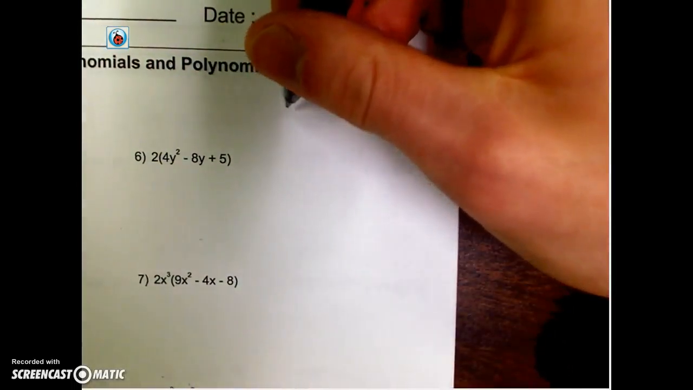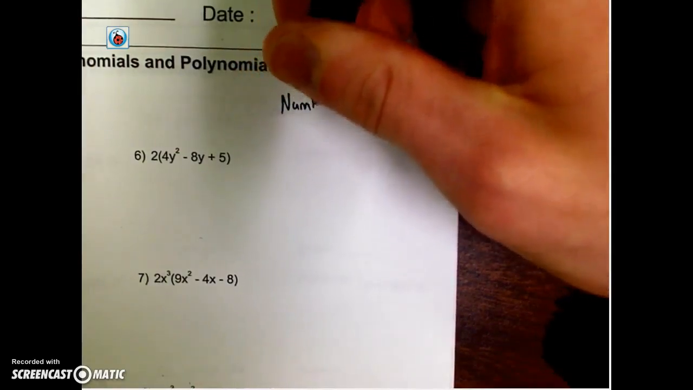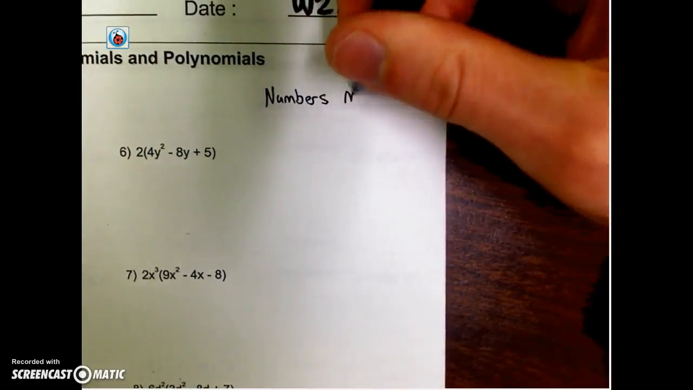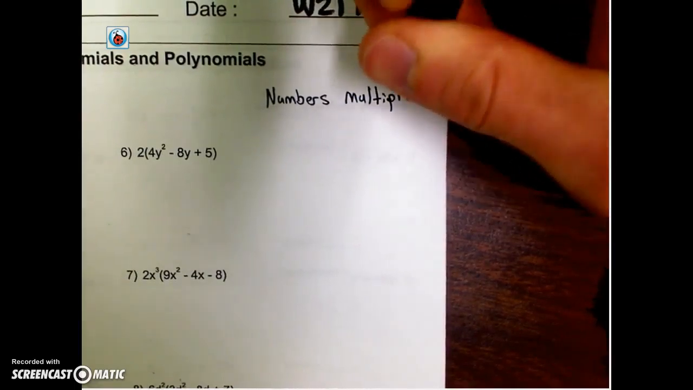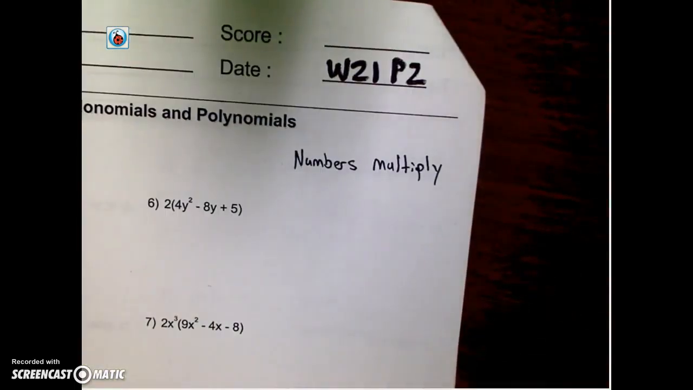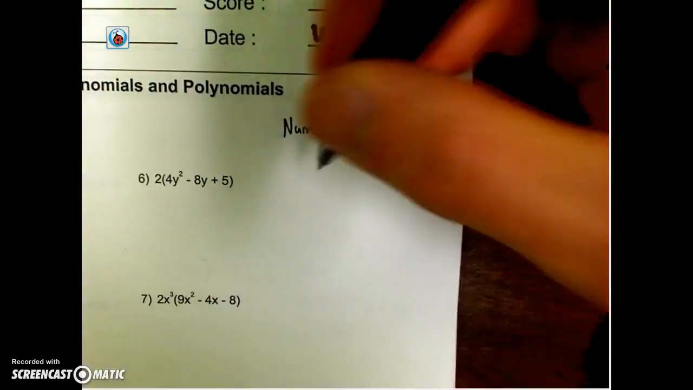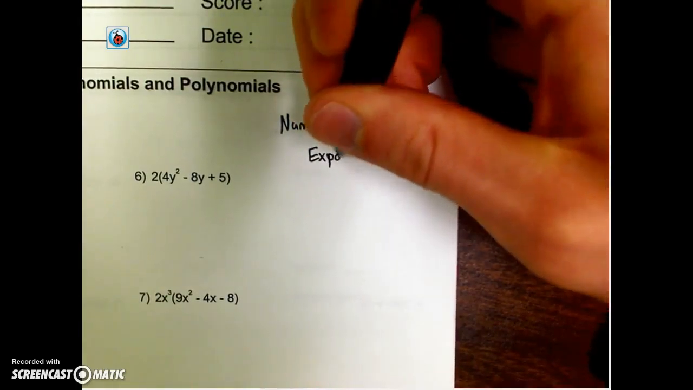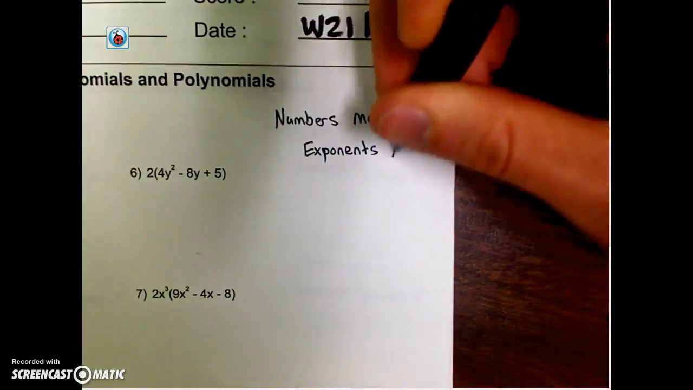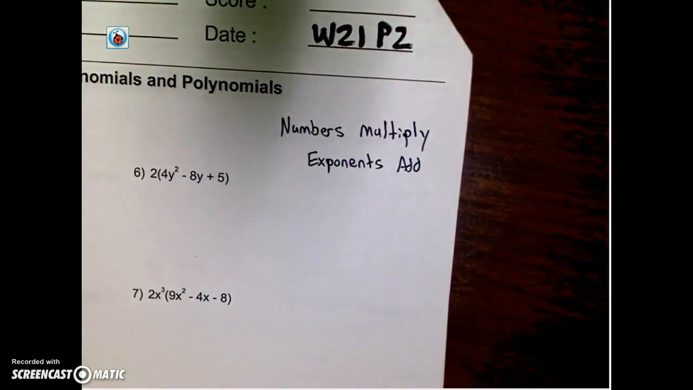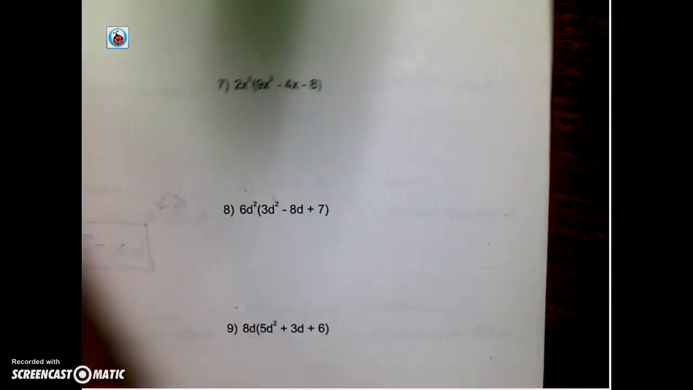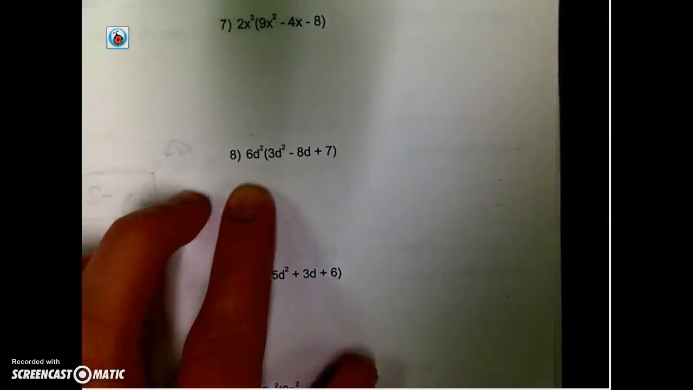On page 2 here, it's still multiplying, still distributing. But this time we're going to have some variables tossed in there too. Here's the rules for that. Right, our numbers multiply. You may hear me call these coefficients sometimes. Coefficients are just like those regular numbers we see. Right, and exponents will add. So let's take a look here at number 8 to see what we're talking about.